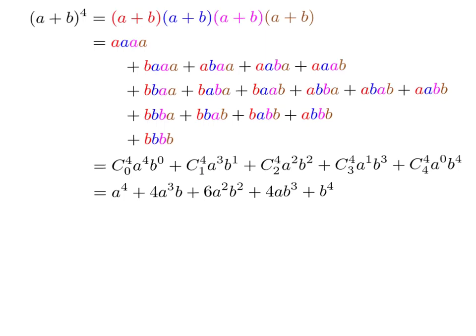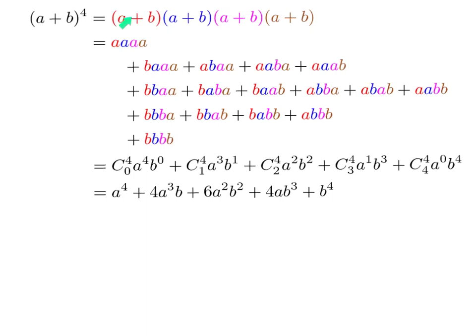This is a brief explanation of the binomial theorem. Consider the fourth power of a plus b. It is a plus b times a plus b times a plus b times a plus b. I represent it in different colors. The expansion consists of many terms.